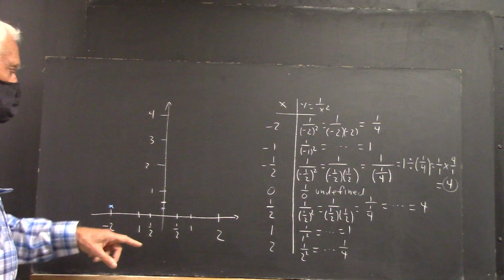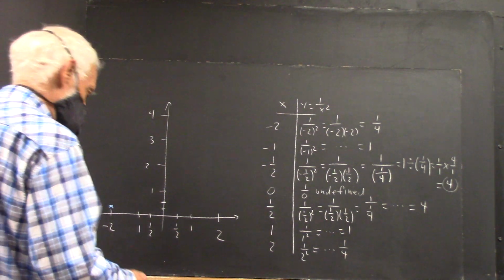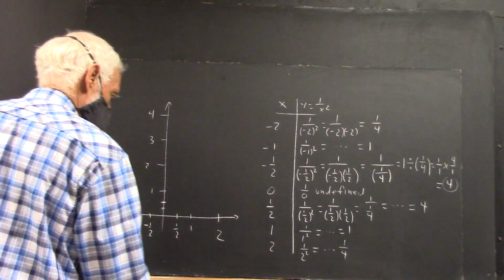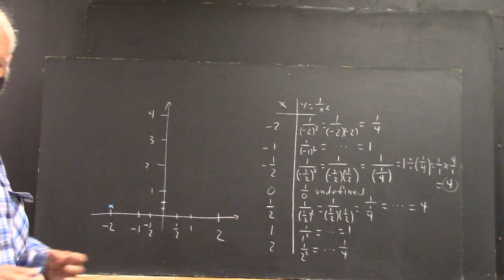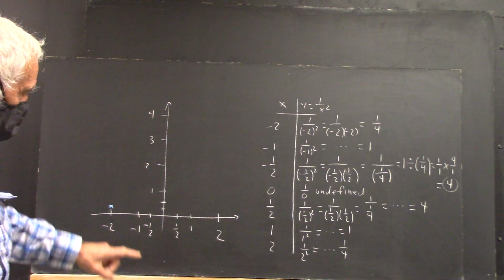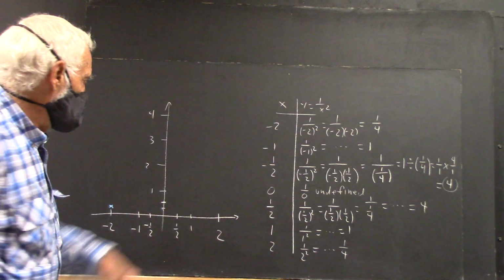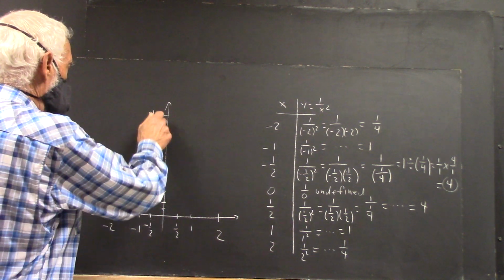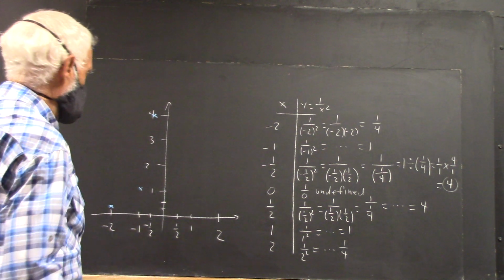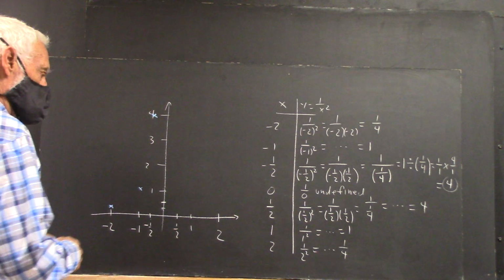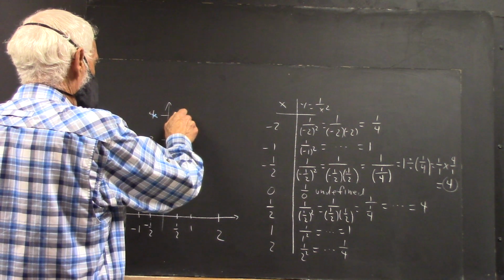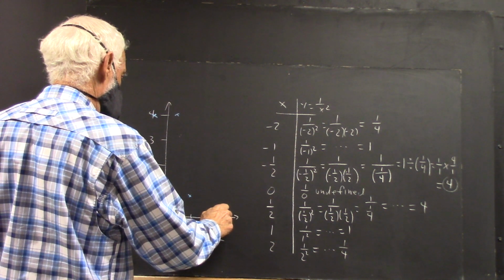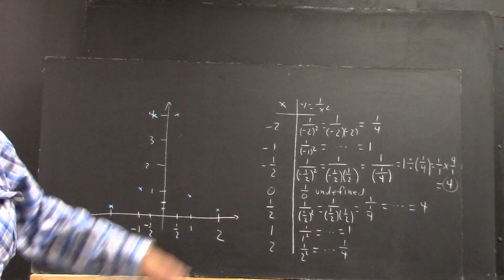-2, 1/4. And you're welcome to point out when I do something stupid, like leave a negative sign off. Probably need a pre-algebra course or something. Okay, so here's -1, and that gives you 1, so -1, 1. -1/2, 4. Kind of an inconvenient place, but I had to put the 4 somewhere. 1/2, 4. 1, 1. And 2, 1/4. There are the points. That's it.